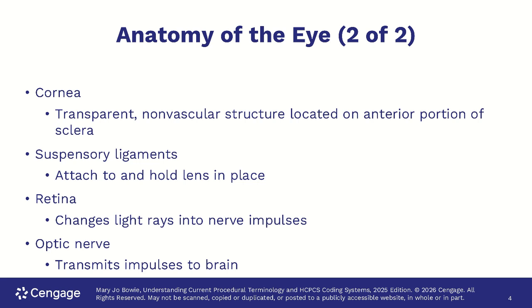Cornea. The cornea is a transparent non-vascular structure that's located on the anterior portion of the sclera. The layer just beneath the sclera is called the choroid, which contains capillaries that provide the blood supply and nutrients to the eye. Posterior to the iris, you have the lens, which is a colorless structure that allows the eye to focus on images.